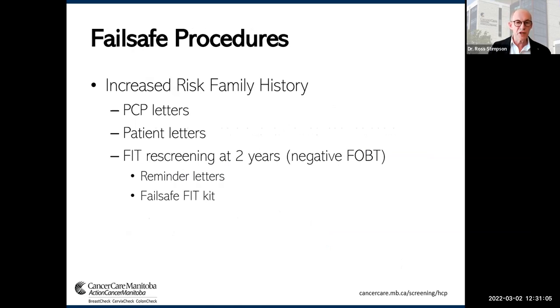In terms of fail-safe procedures, as Laura alluded to, we're really talking about letters that advise PCPs that their patients are at increased risk. This information is also passed on to patients. This gives the primary care provider, along with the patient, the opportunity to discuss other options apart from FIT screening. When people are recalled with FIT rescreening in 2 years, even if they should probably have colonoscopic screening going on, we do provide them with a fail-safe kit. We will continue to provide them with a fail-safe kit unless that individual does undergo colonoscopy, in which case we will not recall them for FIT screening in the future.